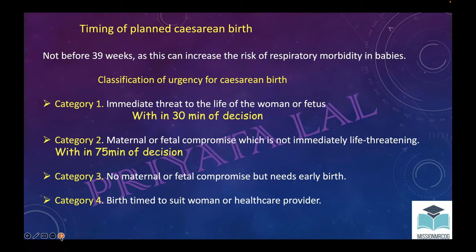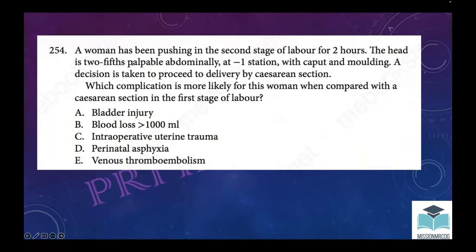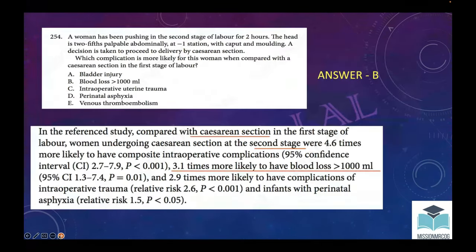Okay, so a patient has been pushing in second stage of labor for 2 hours. Head is 2/5 palpable. A decision for cesarean section. What complication is more likely in second stage cesarean section rather than first stage? Blood loss more than 1000. Yes, blood loss more than 1000. This is from a very old question from a very old dog.